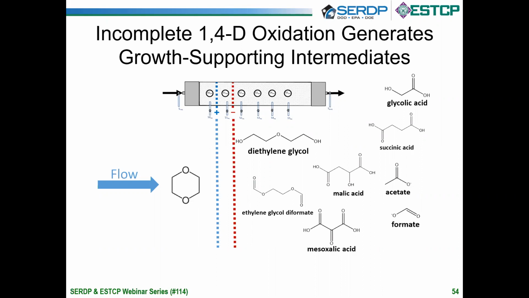Diethylene glycol is actually a hydrolysis product, which happens at the very acidic surface of the anodes. So 1,4-dioxane can undergo hydrolysis, but you need very low pH values. And all the other intermediates that you're seeing here are true oxidation intermediates that are certainly much more readily biodegradable than the parent compound.